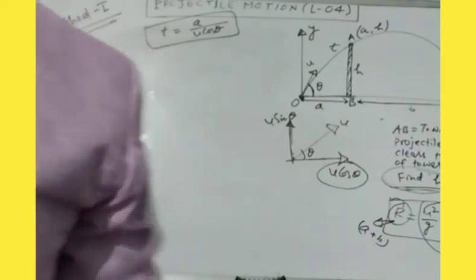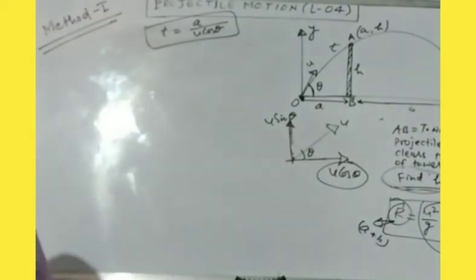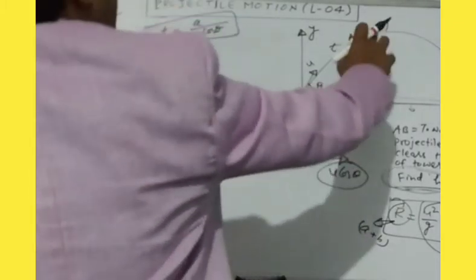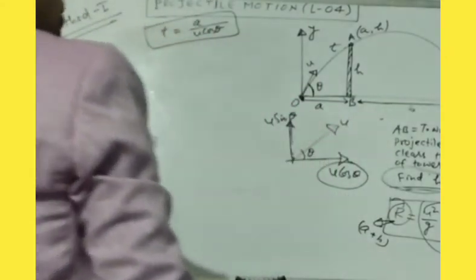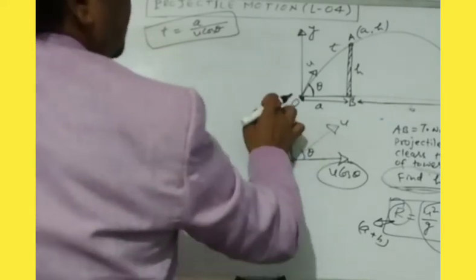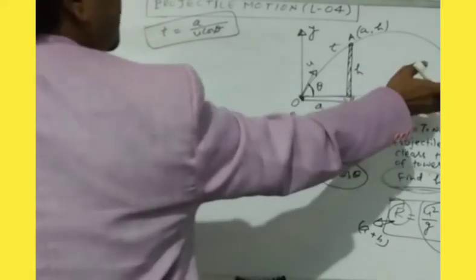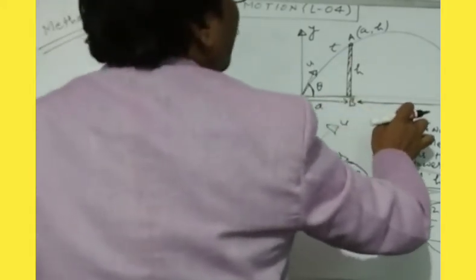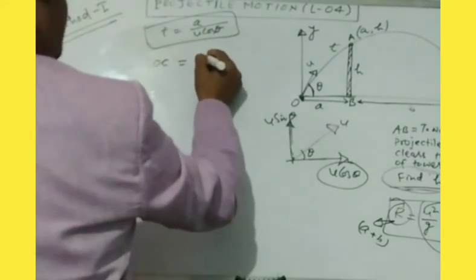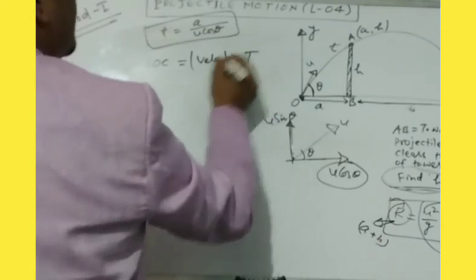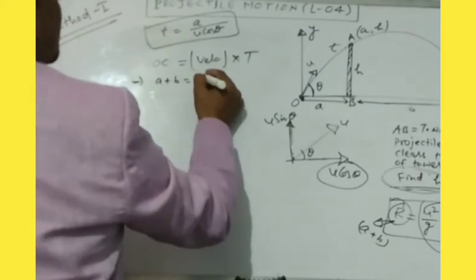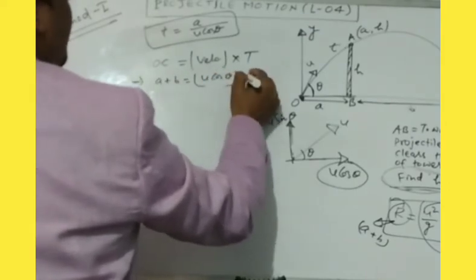Finally, also you can write, if the total time of flight is capital T, then what can you write? In the same pattern, u cos theta is the constant velocity along the x-axis, the total range is a plus b and the total time is T. So total distance OC can be written as magnitude of velocity multiplied by time. So OC is a plus b and velocity is u cos theta into T.